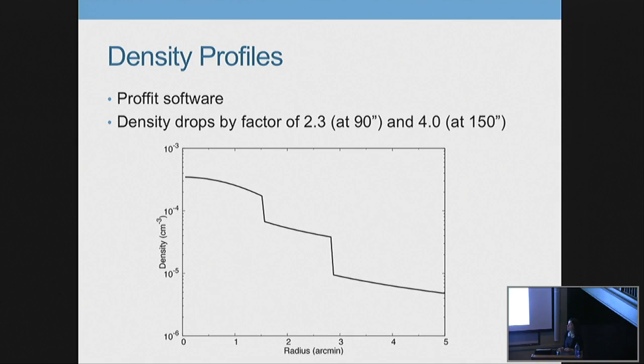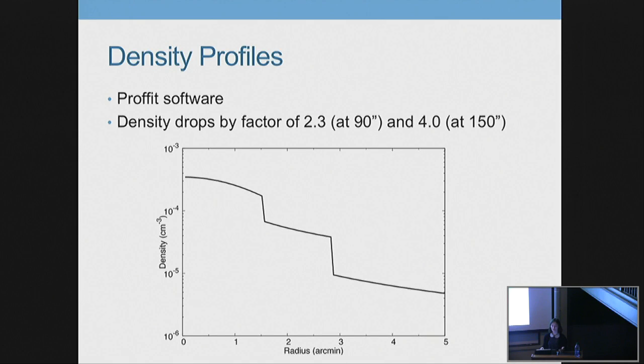I did this using a software called ProFit, and using ProFit, a deprojected surface brightness profile was created, and then using a broken beta model and a power law, a fit was also found for the density. And so ProFit found that we had a density drop at the innermost discontinuity of a factor of 2.3. And in the outer discontinuity, we had a density drop by a factor of 4, which is very large.